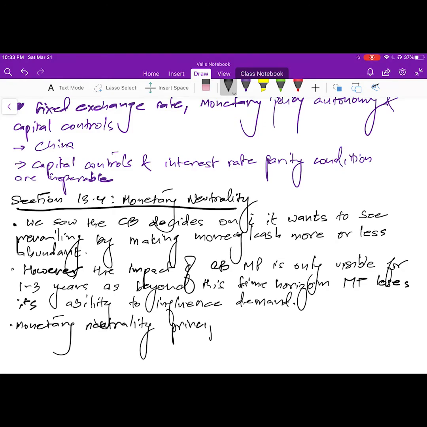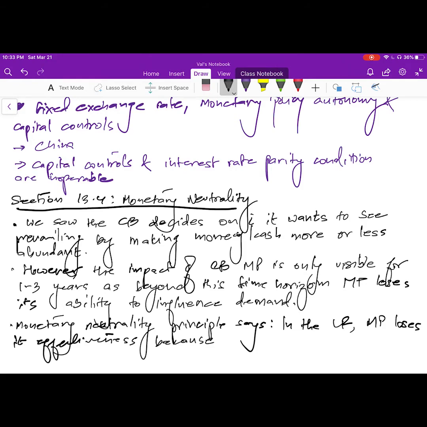So the monetary neutrality principle says, in the long run, monetary policy loses its effectiveness. Why do you think monetary policy loses its effectiveness? Let's continue with the same example. Right now we're in 2020, in the middle of the coronavirus crisis.